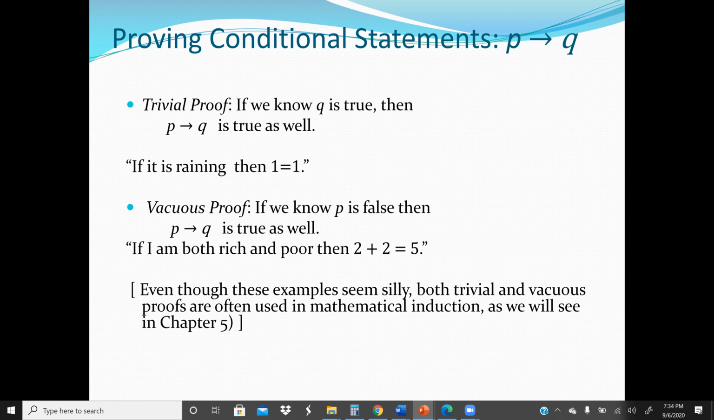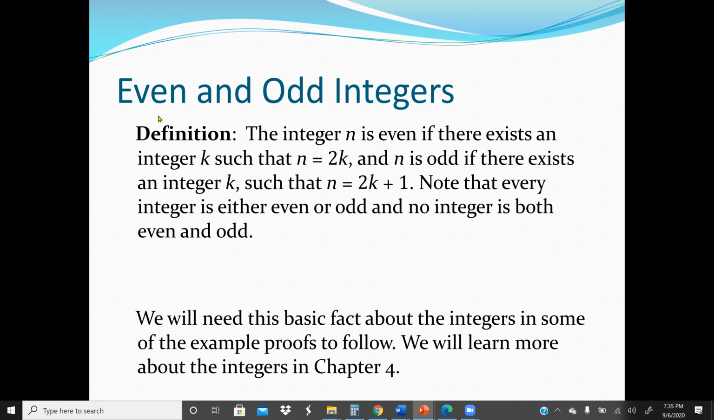Now, if that's the case, so if we have C as a value or anything, then we can also say that P at C should imply Q at C if x equals C. So let's check this proof for even and odd integers. Now the definition tells us that an integer n is even if there exists an integer k such that n equals 2k, and n is odd if there exists an integer k such that n equals 2k plus 1.